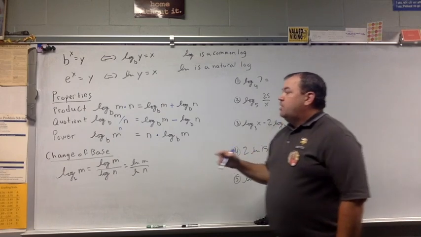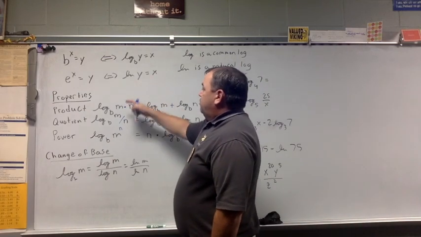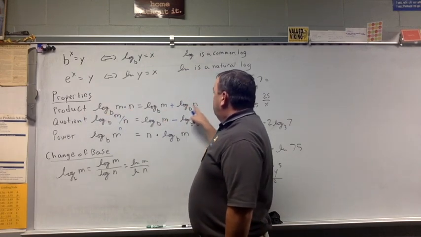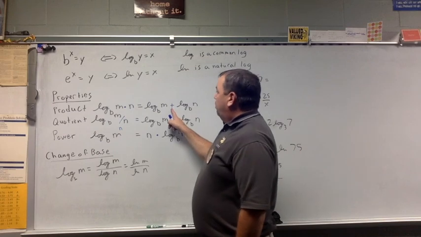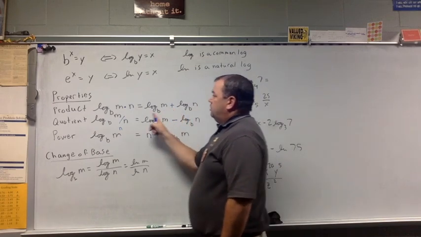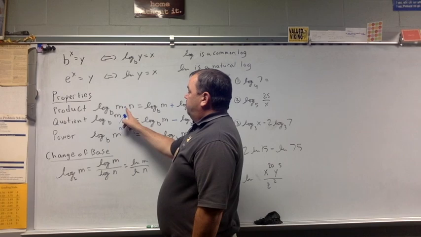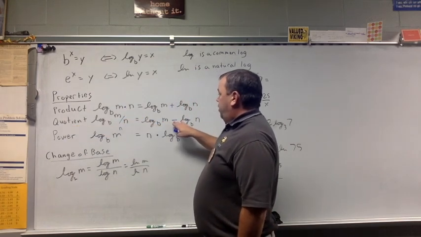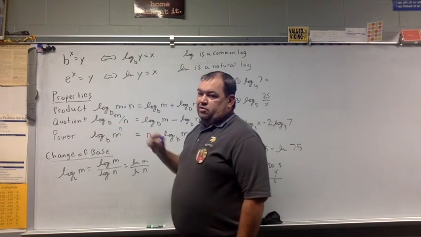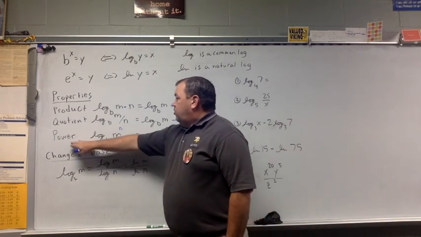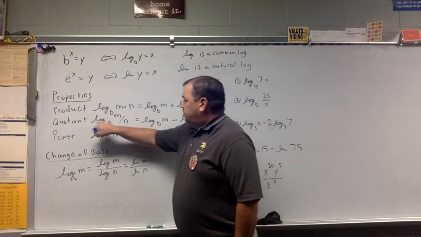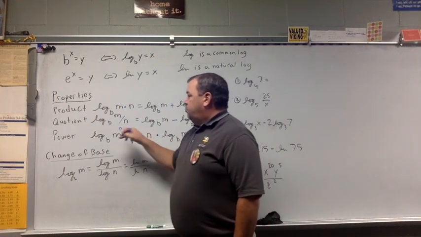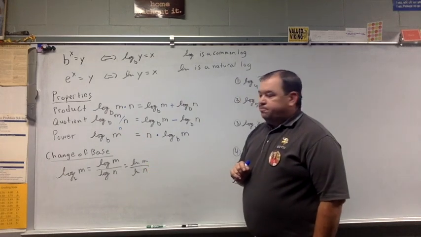The three properties we talked about were the product property, where multiplication can be broken into two logarithms with addition, or two logarithms with addition can be put together with one logarithm and multiplication. A quotient property where division can become subtraction, where subtraction becomes division. And the power property where the power in a logarithm can be brought down in front, or if something's down in front, it can be taken up and put as a power.